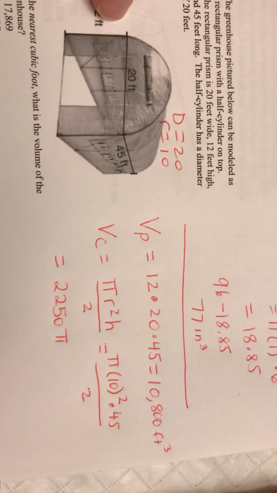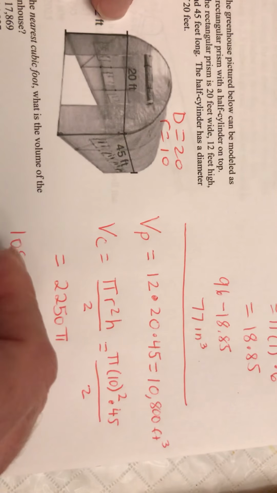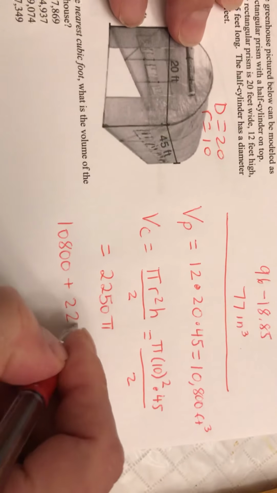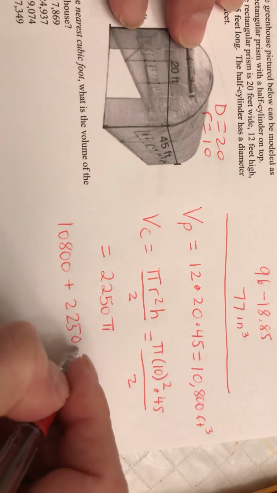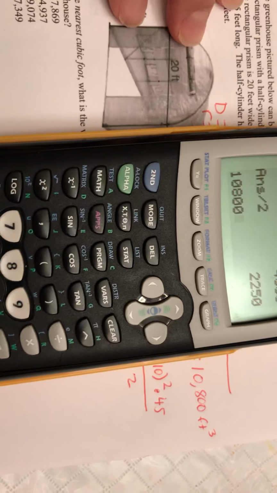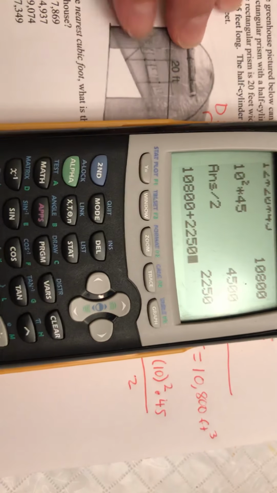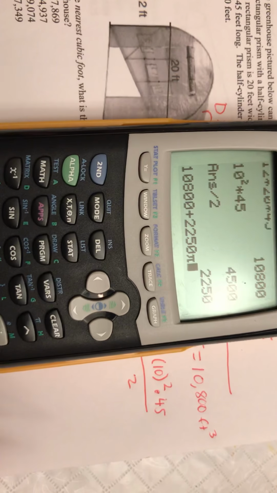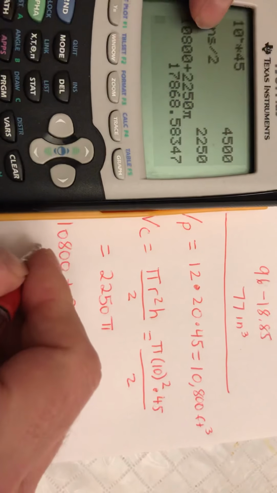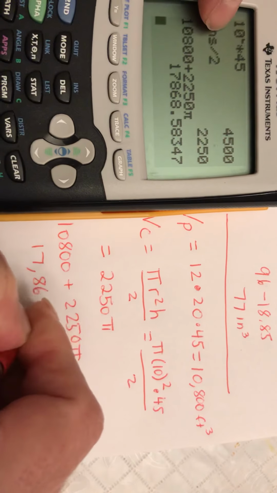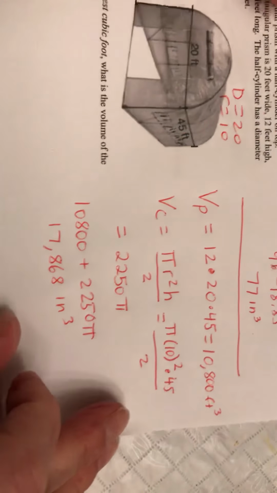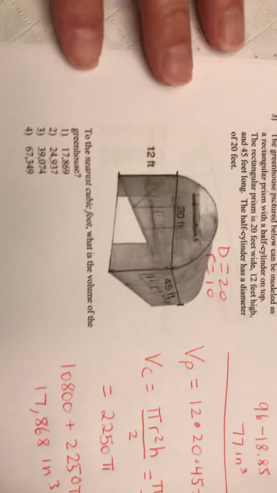pi. Then we're going to add the 10,800 plus 2,250 pi. Now I'm going to put that whole thing in my calculator. 10,800 plus 2250 pi comes out to 17,868 approximately cubic feet. So that's going to be choice 1.